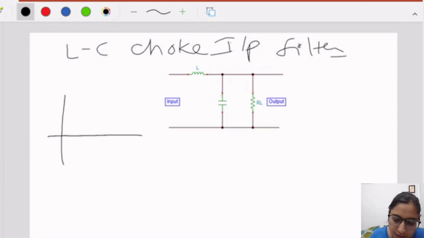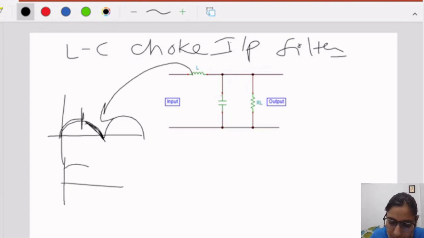See, suppose this is the input, the full wave rectified input. What is happening? It is changing from Vmax to 0, going like that. But with the effect of the inductive property, it will maintain a particular level, because the inductor will provide a back EMF to counter this. So it will not go down, but will maintain a particular level. Similarly, again the waveform comes, and it will maintain a particular level. So the inductive property is, first, it blocks the AC component.